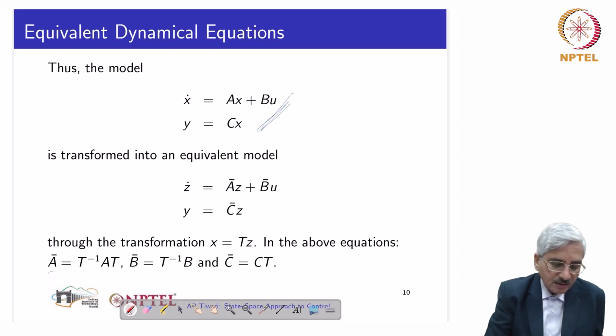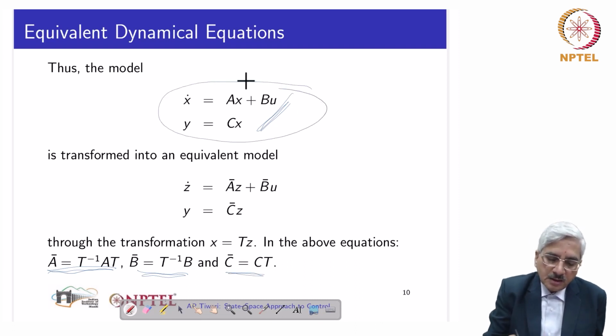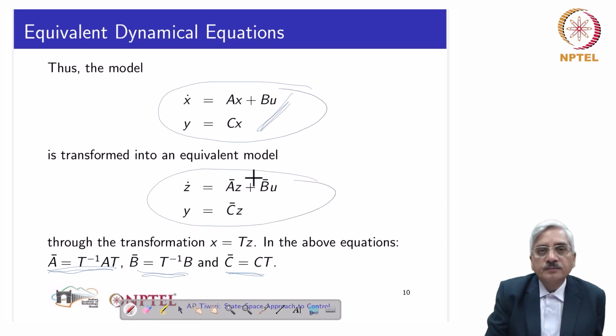We have seen that A bar is related to A like this, B bar is related to B like this, and C bar is related to C like this. So this model is equivalent to the original model. Both are of order n. Please remember that x consists of n quantities, and z also consists of n quantities.